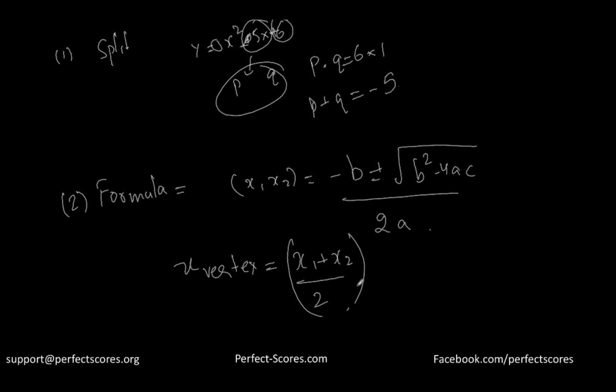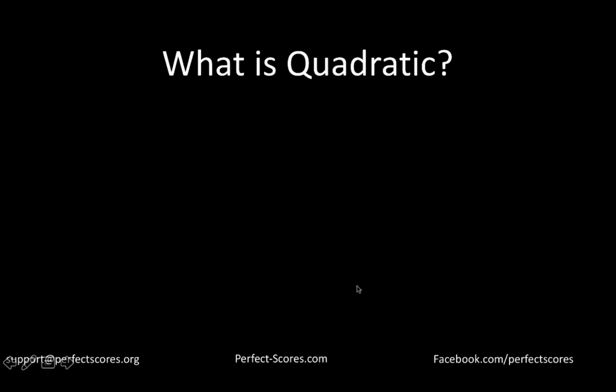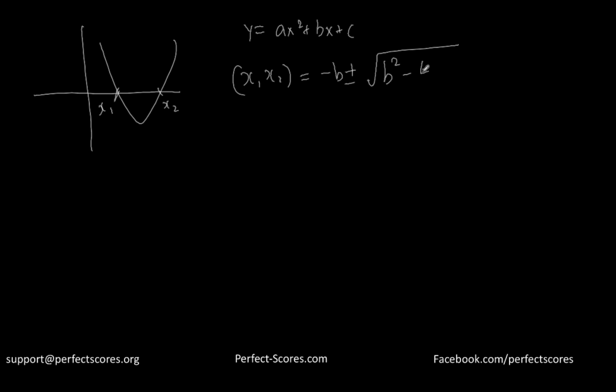Now, there's one more thing about the formula. Let me go ahead and write the formula here, guys. You have a quadratic equation, and these are x1 and x2, the roots of the quadratic equation. Let's suppose the quadratic equation is ax squared plus bx plus c. Then x1 and x2 are given as minus b plus or minus square root of b squared minus 4ac, divided by 2 times a.